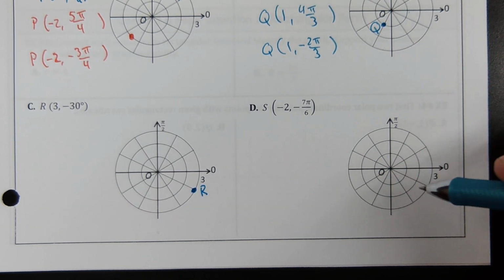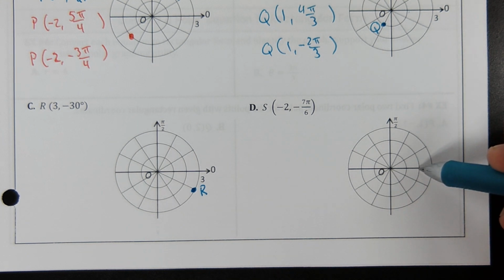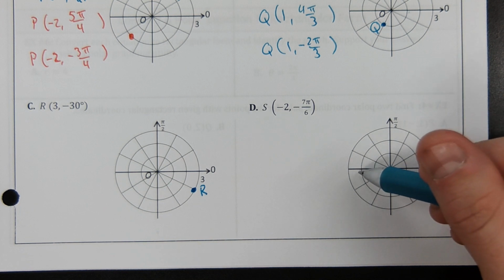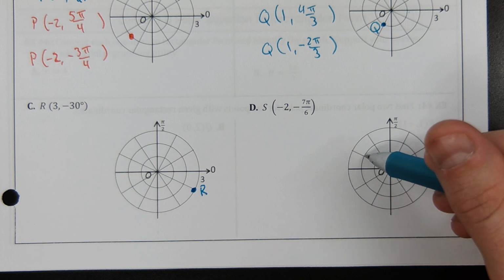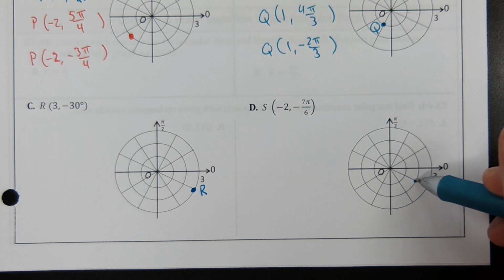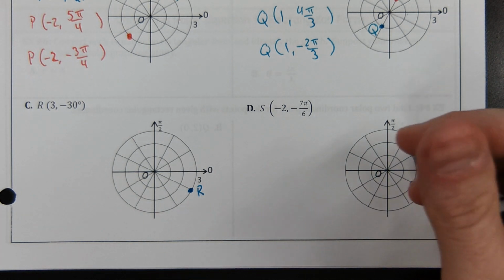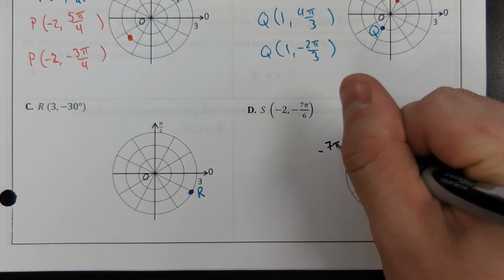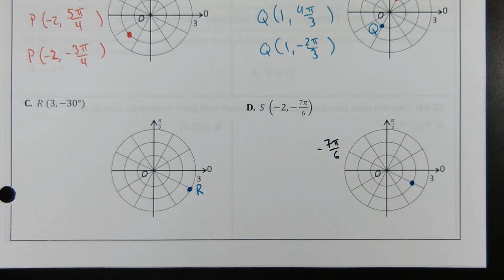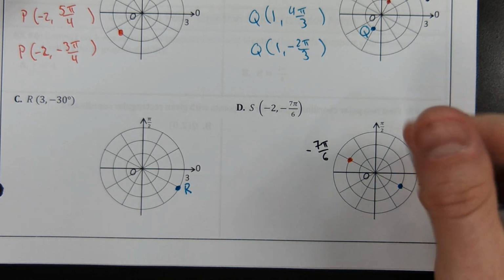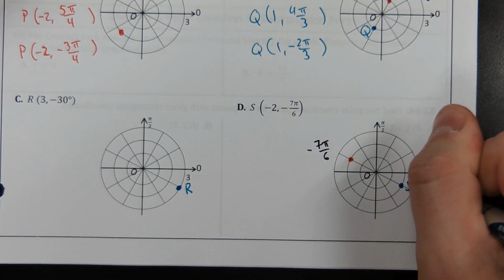And this one says go out to the second ring, then go negative 7 pi over 6. Here's negative 6 pi over 6. There's negative 7 pi over 6. Do I get to stay there? No. It's here. And here's why. Here's negative 7 pi over 6 radians. But the negative radius says, don't stay there, reflect away. This is where point S is.